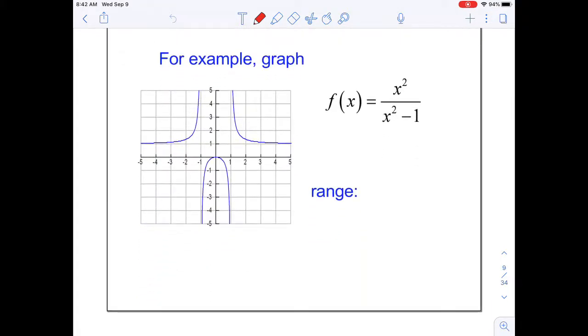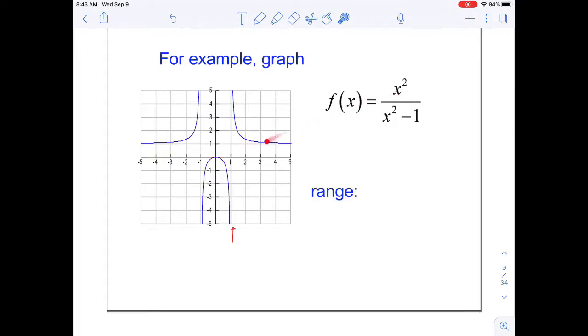Here's an example of a rational function, f of x equals x squared over x minus 1. We know that the end behavior is y equals 1, so we have a horizontal asymptote at y equals 1. And we can see that there are no y values between 0 and 1. So when I say the range here, I'm going to basically start from negative infinity and work my way up. And I can see that we have y values from negative infinity up to 0, including 0.